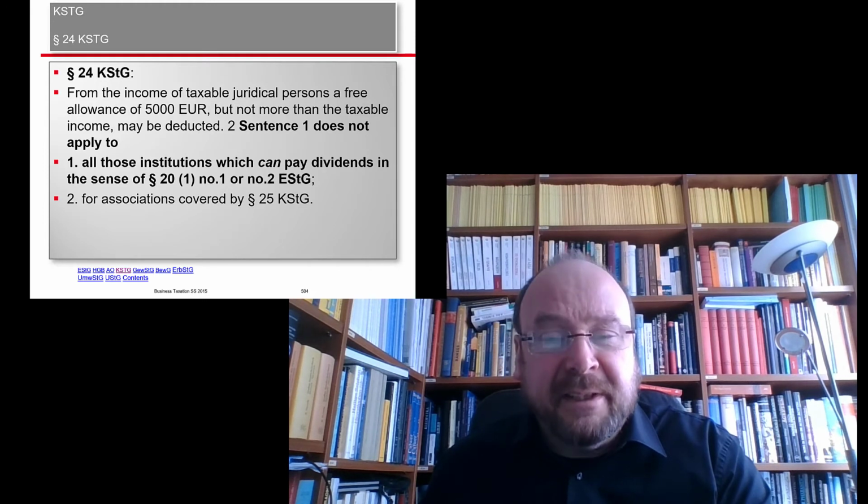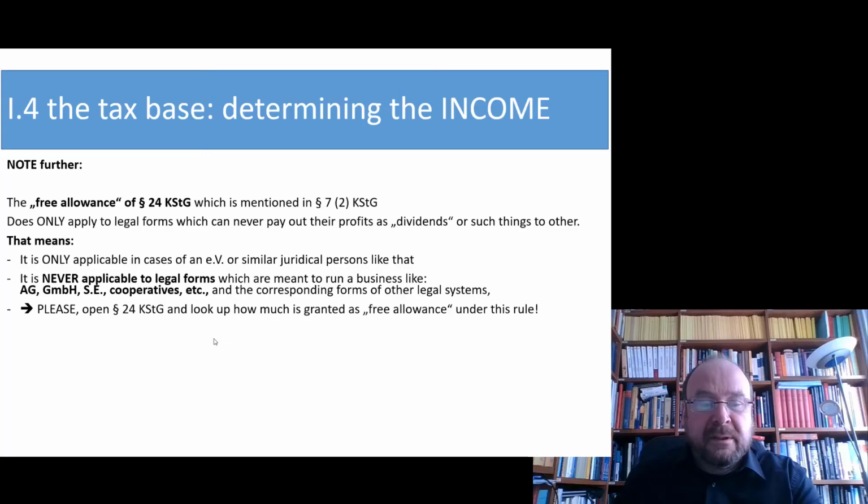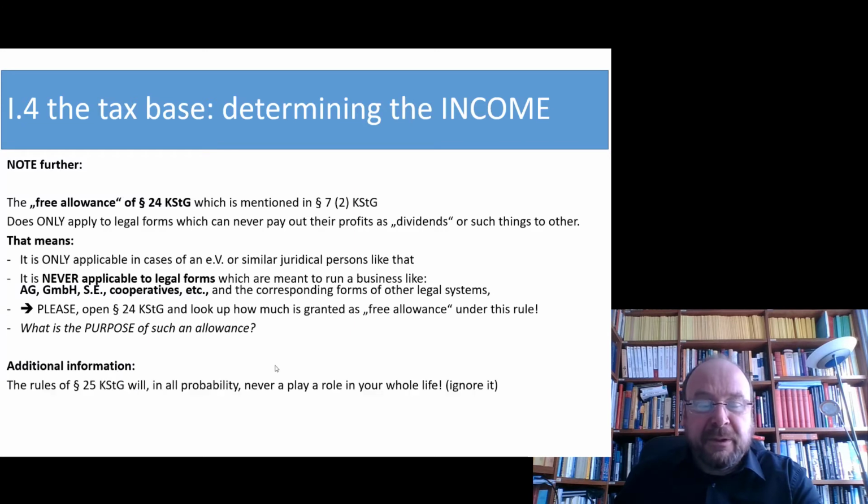It is legally allowed not to pay taxes. Yeah, we just heard about the purpose of such an allowance already. We want to keep some people out of prison who do not deserve that, if by chance an EV made a small profit of 200 euros during a year. The additional allowance of 25 KStG is only for very rare cases and will probably never play a role in your whole life. So that's the reason why I did not even translate it.